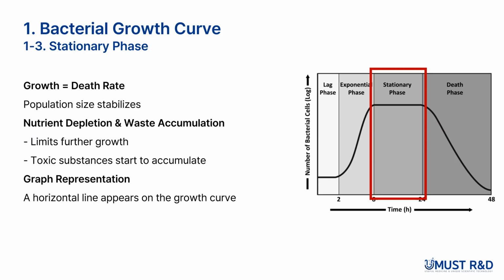The stationary phase occurs when bacterial growth slows due to nutrient depletion and waste accumulation. At this stage, the growth rate equals the death rate, leading to a stable population. Toxic compounds build up, limiting further bacterial division. On a graph, this phase appears as a horizontal line, indicating that the population size remains constant.